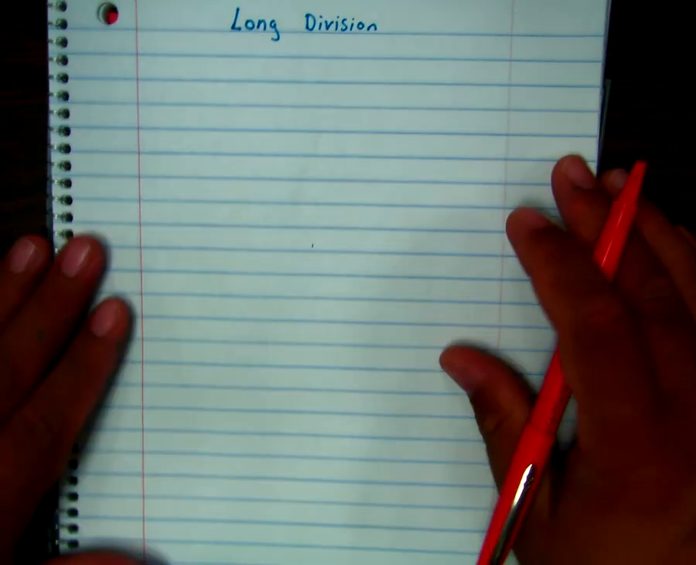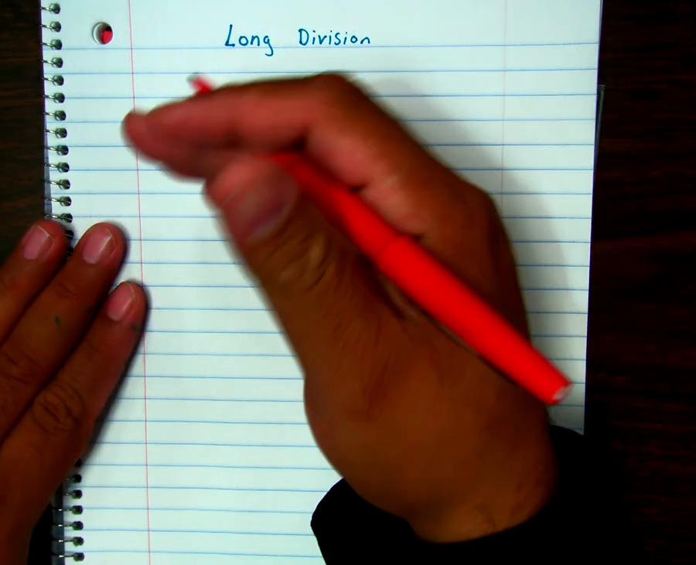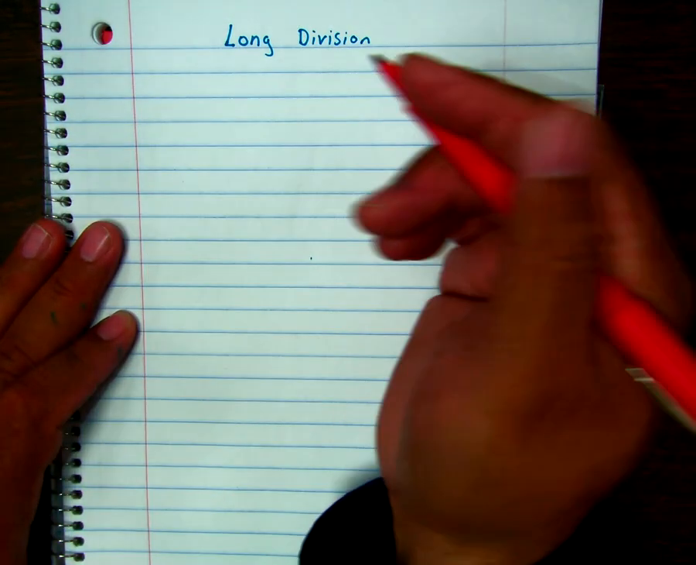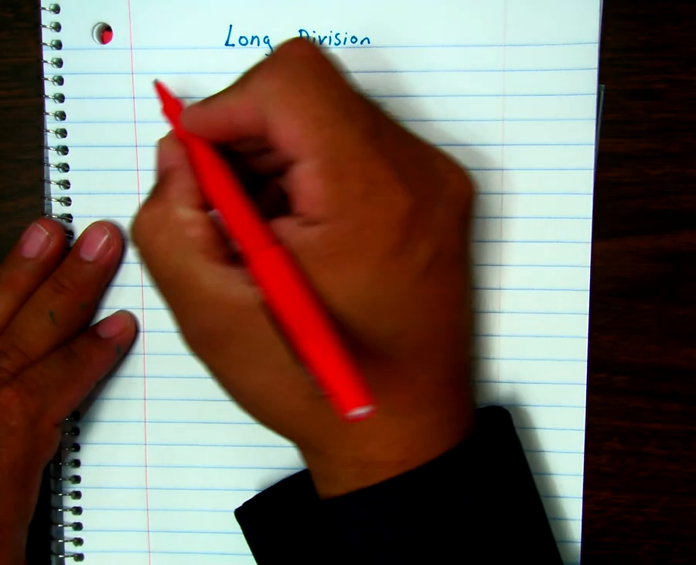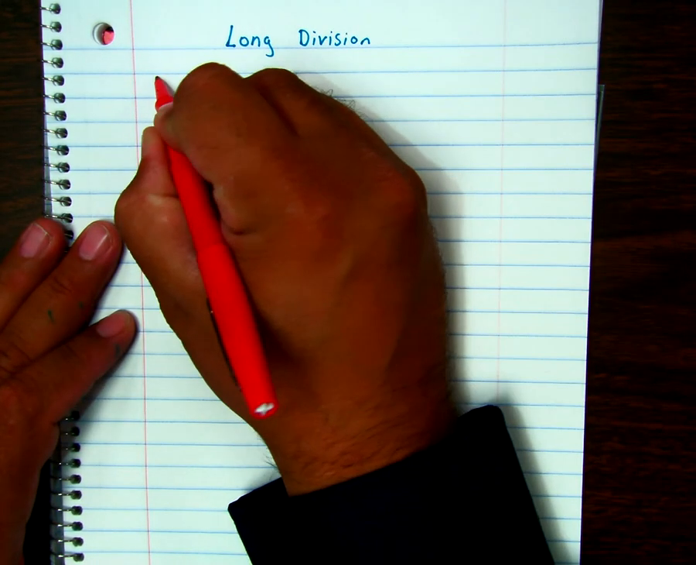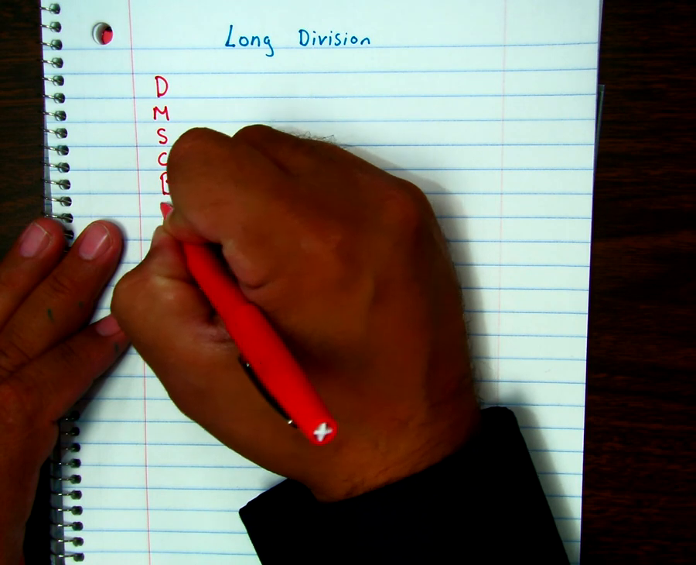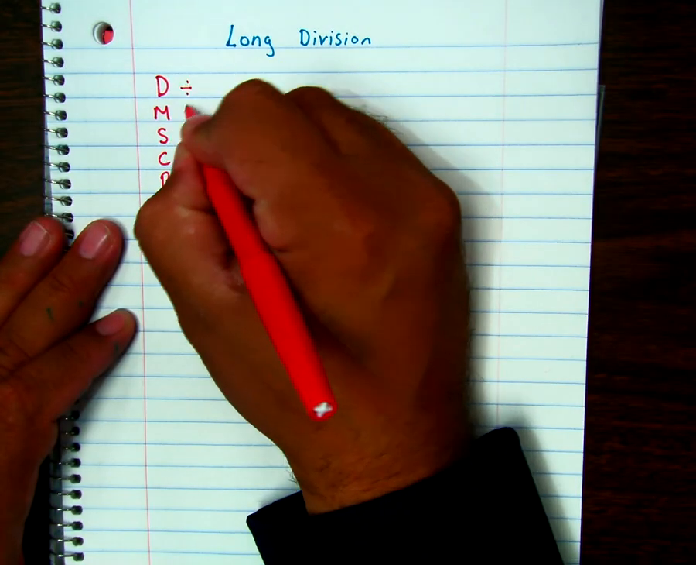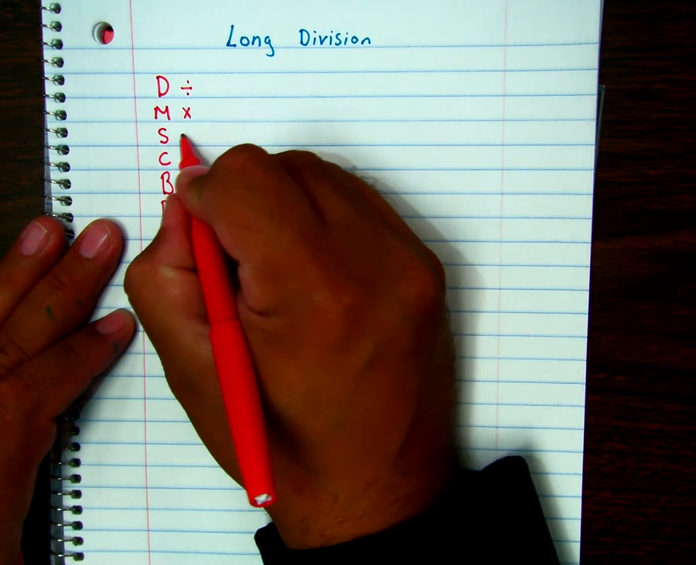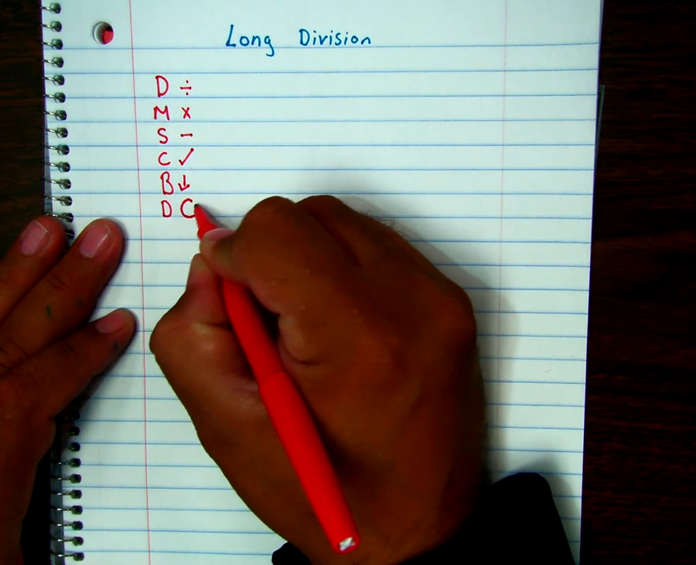Alright, boys and girls, today we're going to be working on long division. Now, one of the first things that we need to do when we're working on long division is come up with the steps to long division. We came up with a little saying that's going to help us remember the steps, and that is, does McDonald's sell cheeseburgers daily? And what those stand for: divide, multiply, subtract, check, bring down, and do over or do again.